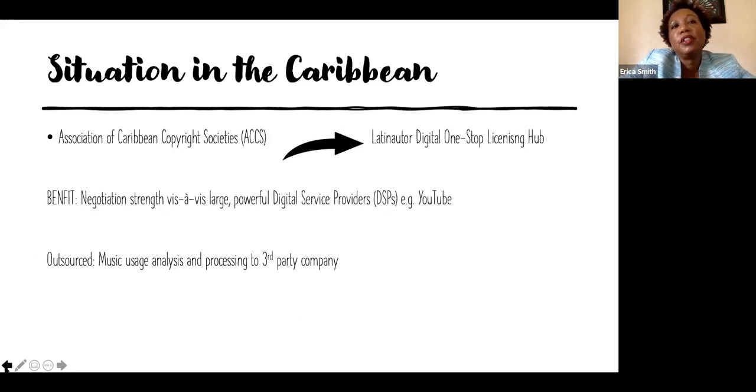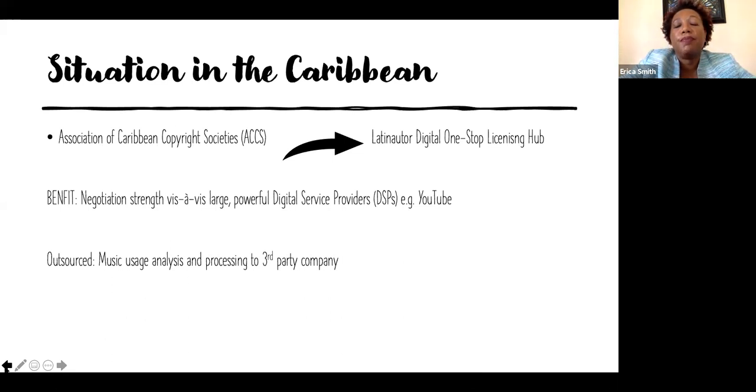But this allowed for negotiation strength, because as you would know, YouTube is really Google, and negotiating with some of these big companies, you need to have some strength. So there's strength in numbers, and also it is a way of providing good service, because again, YouTube isn't interested in going to all of these different societies and having to negotiate. So it's a convenience. And then, so they negotiate as a group, they issue a single Latin Autor license.